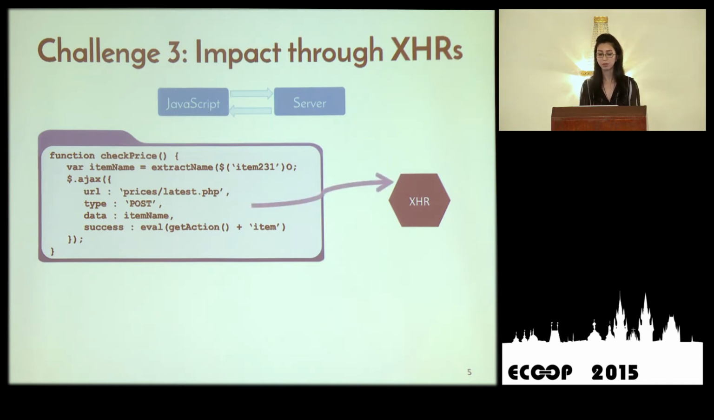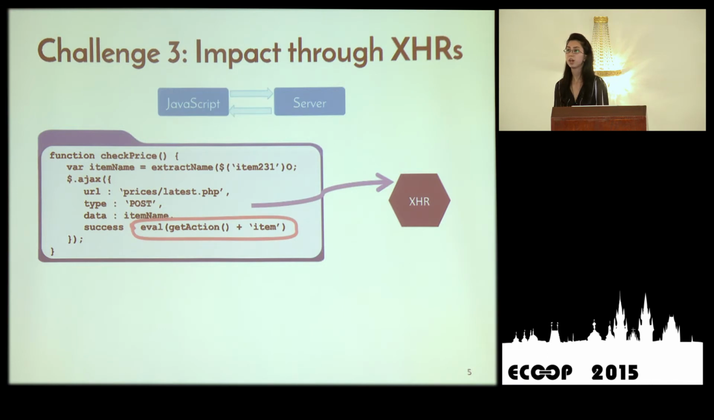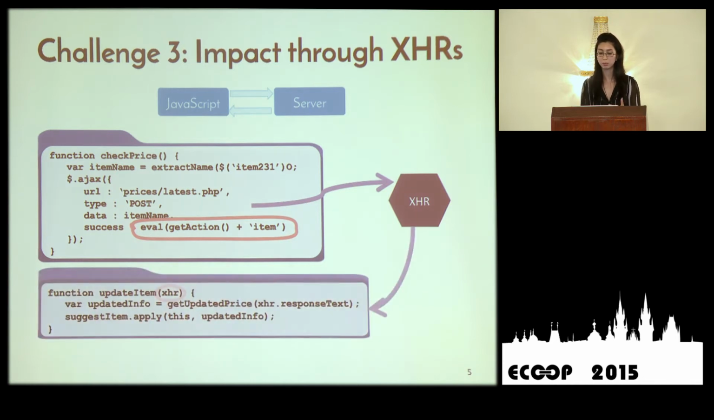In this example, an XHR is being created by the function, but the callback function is evaluated dynamically through concatenation of an action that gets retrieved from the user plus a string. So there is no way to know statically what the callback function is. It's during the runtime that we can find out what function gets executed, what data was sent to the server, which will affect the behavior of the server, which will change probably the response that comes back from the server and is used throughout the application.